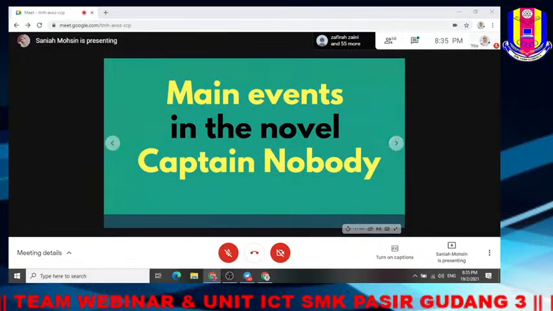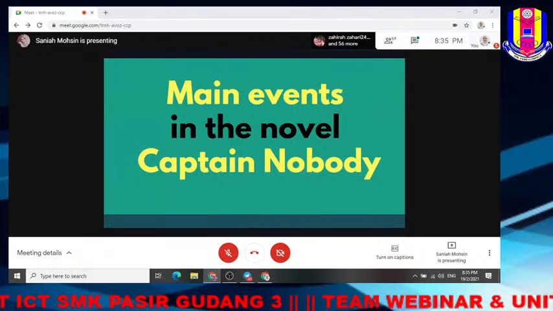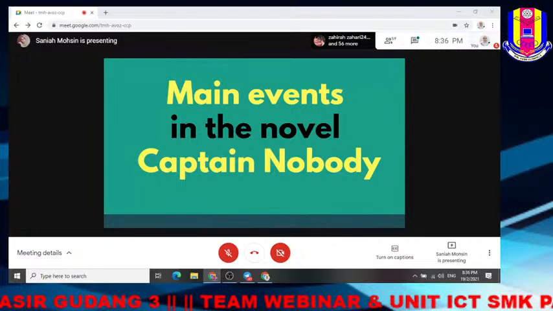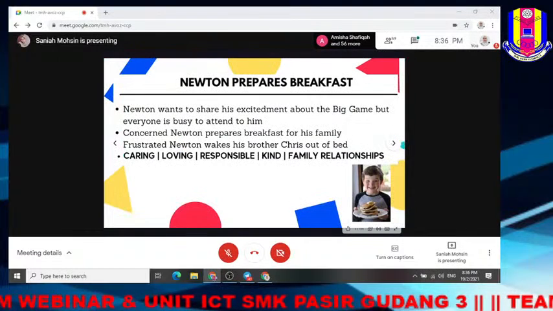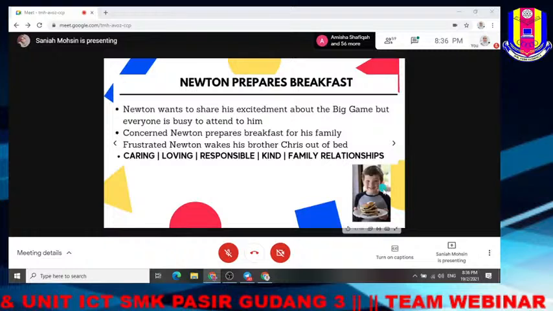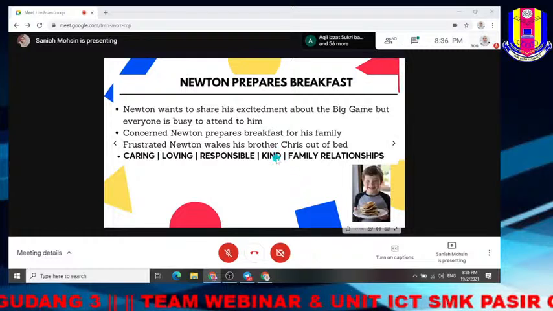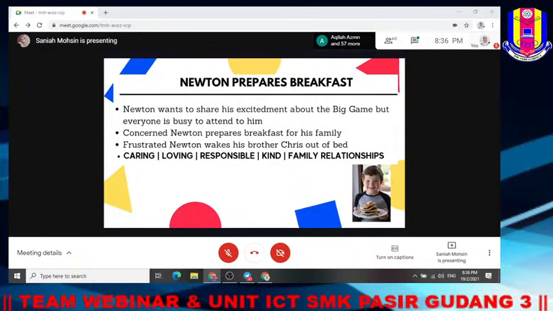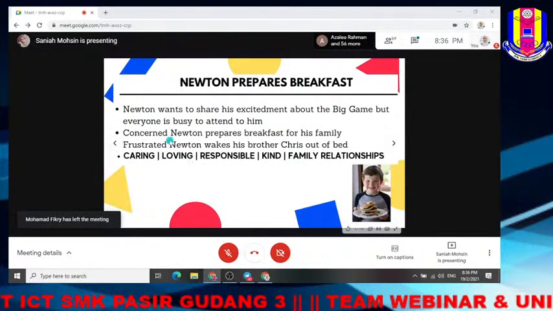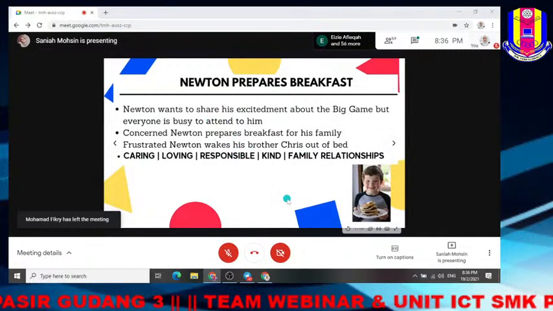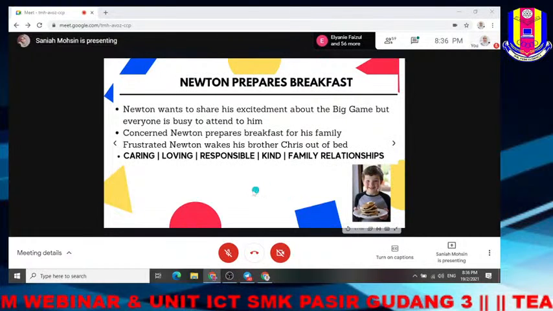In the novel, saya nak bagi tahu satu rahsia lah. Soalan 33 untuk paper 2 guarantee keluar novel Captain Nobody. Soalan dah bocor dah ni. So let's recall the main events. Main event, remember tak? Our main hero in this novel is Newton Newman. So the first event that you can remember will be the event when Newton prepares breakfast for his family. You can read more details about this. Saya tahu kamu dah banyak buat revision with all your teachers. Hari ni kita just ingat the main points saja.